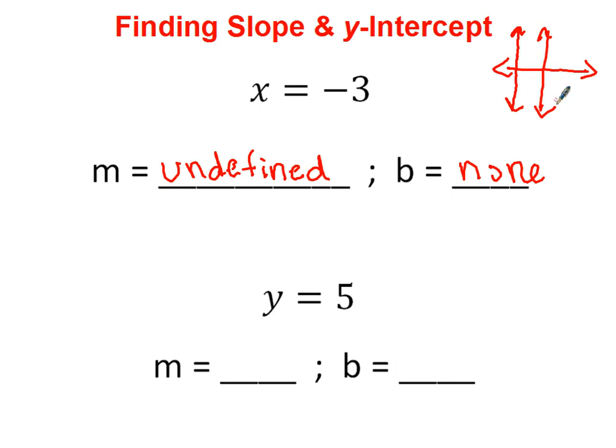Since there is no horizontal movement, the run for our slope would be 0, and you cannot divide by 0. If, however, the equation is written of the form y equals just a plain number, that line would happen to be parallel to the x-axis. In this case, y equals 5 would be right about there. So it does cross the y-axis right there at 5, and our slope is 0 since there is no vertical movement.